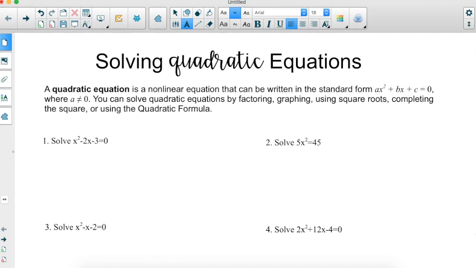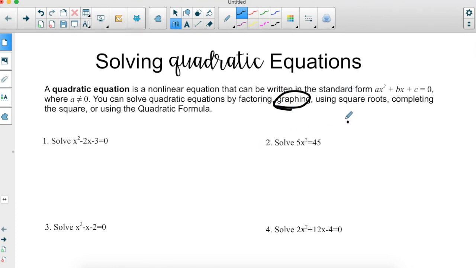So you can solve the quadratic equation by factoring, graphing, using square roots, completing the square, or using the quadratic formula. And today we are going to solve by graphing, okay? To do that, we're going to go to the website desmos.com. This works on a Chromebook or a laptop. If you have one of those, you can go ahead and work on desmos.com. So to solve it, what we're really doing is trying to find out where the nonlinear equation crosses the x-axis, and that is actually our solution.